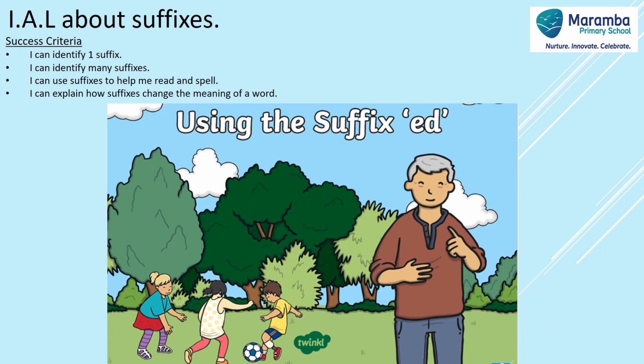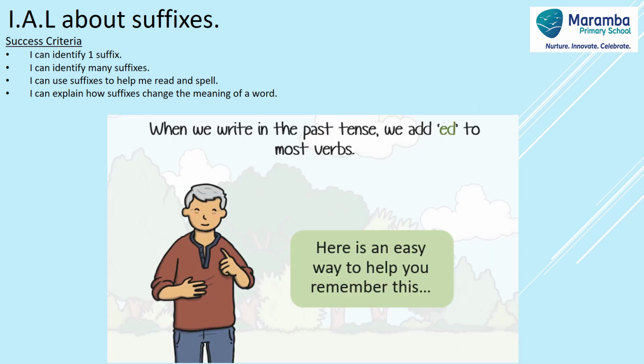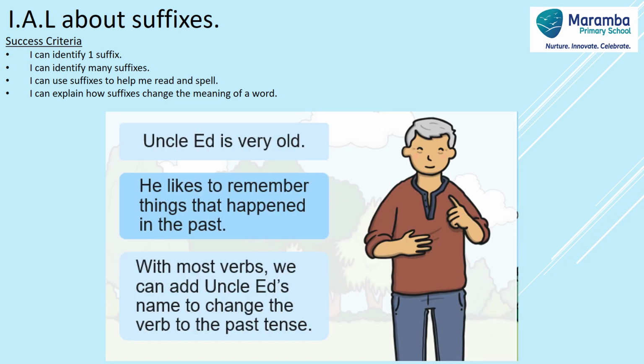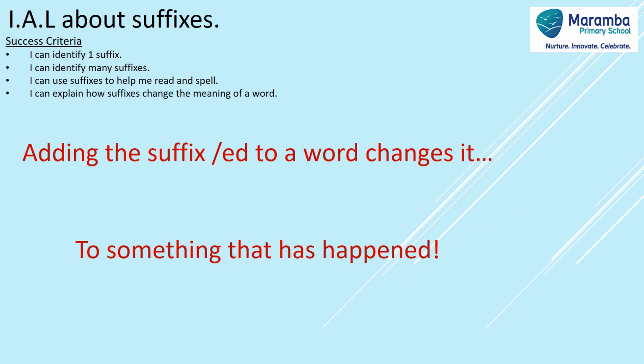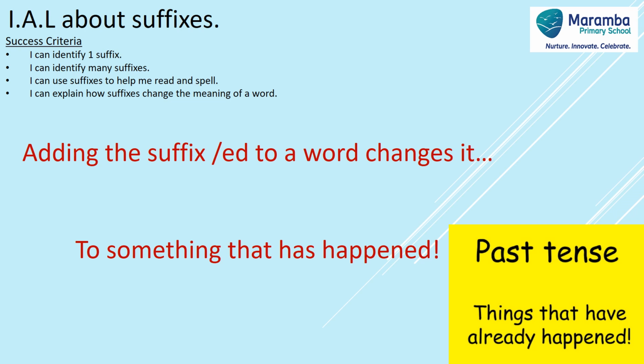Today we are going to focus on using the suffix ed. Just like in the word jump, we changed it and made it jumped. When we add ed to verbs, which are doing words, it can change it into the past tense. So that means it's something that has happened. So here's an easy way for you to help to remember this. Uncle Ed is very old. He likes to remember things that happened in the past. With most verbs, we can add Uncle Ed's name to change the verb to the past tense. So adding the suffix ed to a word can change it to something that has already happened. So it changes it to its past tense.